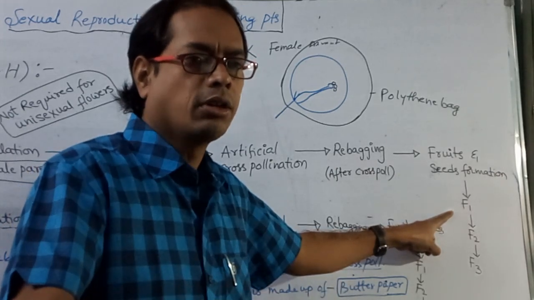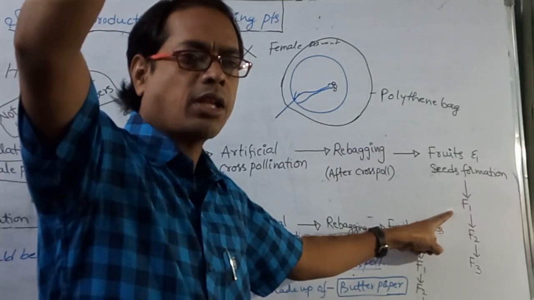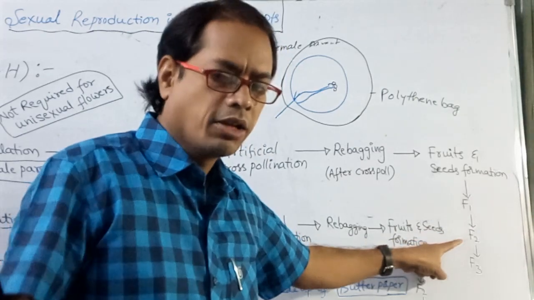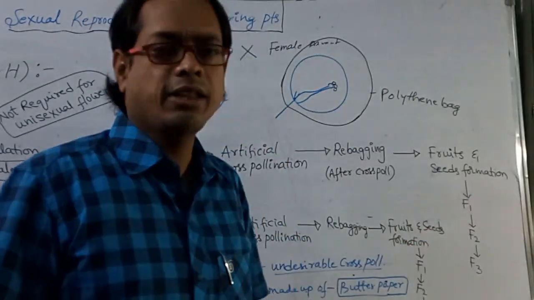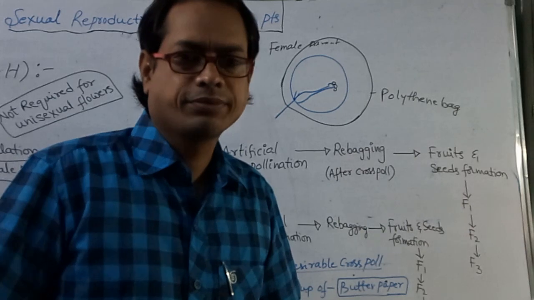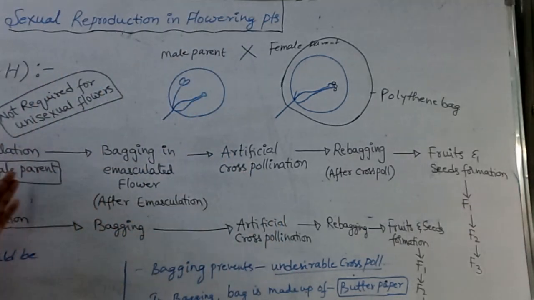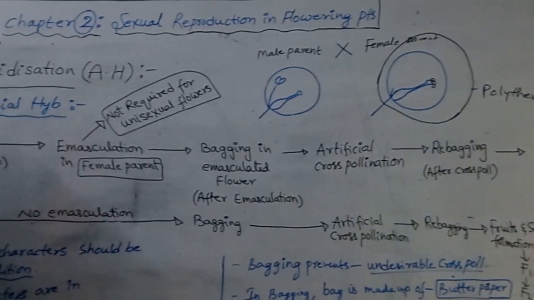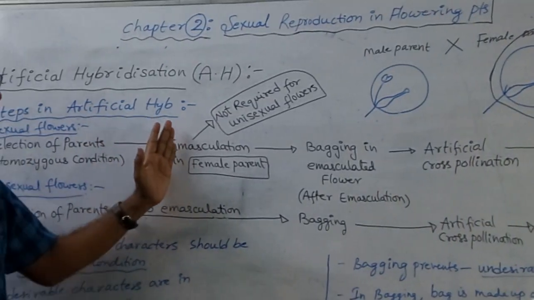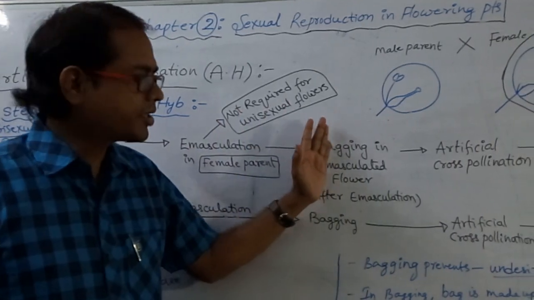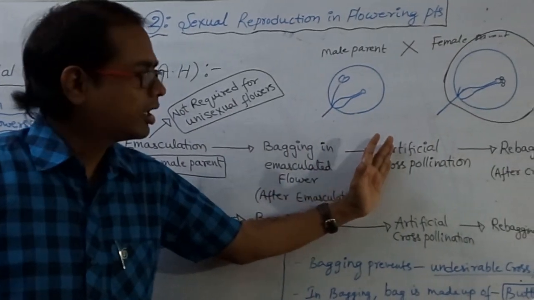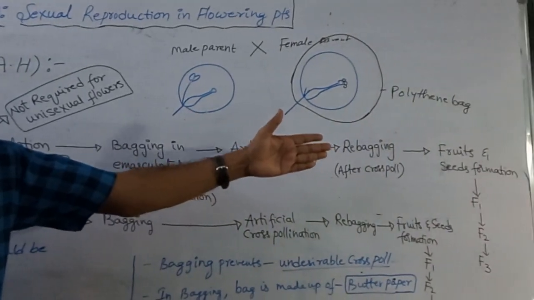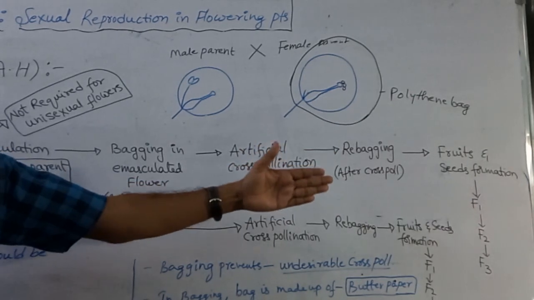Later on, from that plant, flowers are formed. Again fertilization occurs. That is the F2 generation. Later on, the F3 generation. Like that, the sequence is set. So what is the sequence? First, selection of parents. Next, emasculation. Next, bagging. Next, artificial cross pollination. Next, rebagging. Next, fruits and seed formation. Next, F1 generation, F2 generation, F3 generation.